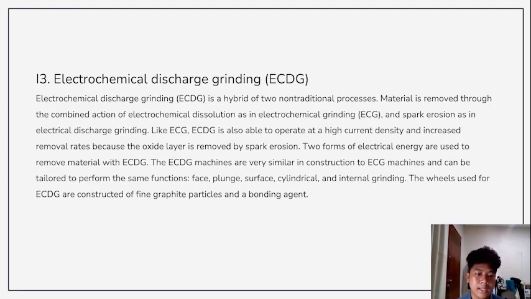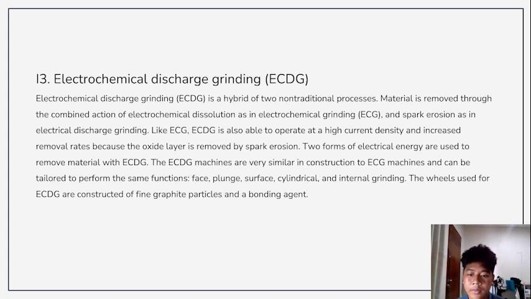Next is electrochemical discharge grinding. It's a hybrid of two non-traditional processes. Material is removed through the combined action of electrochemical dissolution, as in electrochemical grinding, and spark erosion, as in electrical discharge grinding. Like ECG, ECDG is also able to operate at high current density and increased removal rate because the oxide layer is removed by spark erosion.